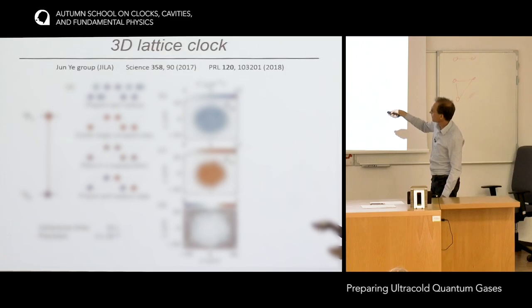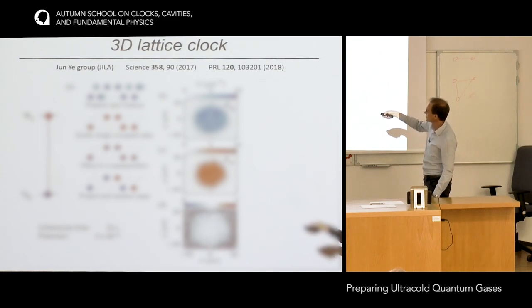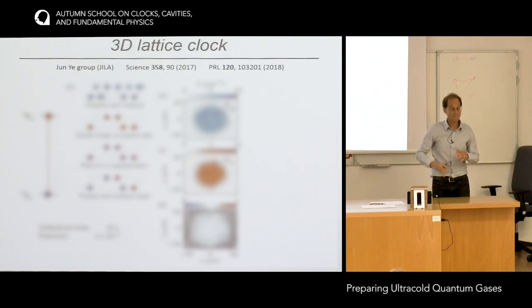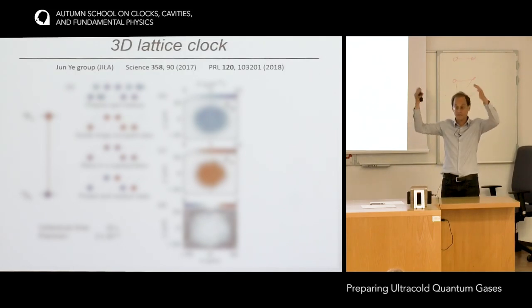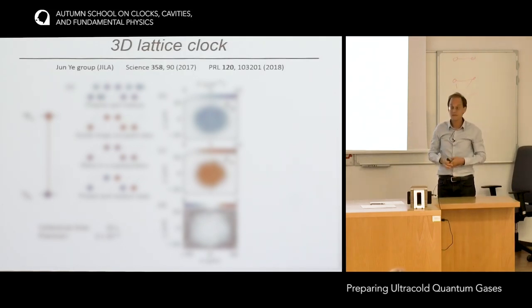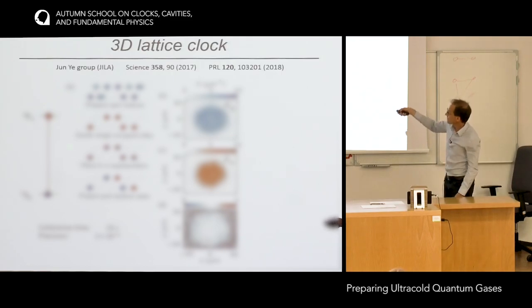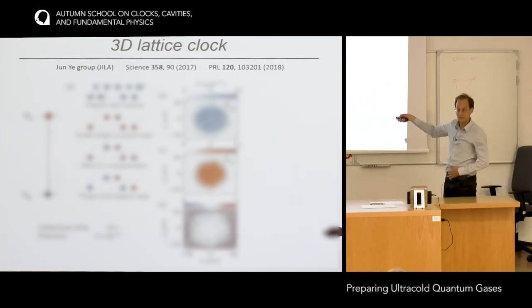So you place the atoms in a superposition by a pi/2 pulse on this transition. Then they wait some time, and then they make another pi/2 pulse, and then the atoms come out back either in the ground state or in the excited state. And how many are in the upper state, how many are in the lower state, and so on, gives you information about the relative frequency between your clock laser and the transition frequency of your atom at that location in the lattice.